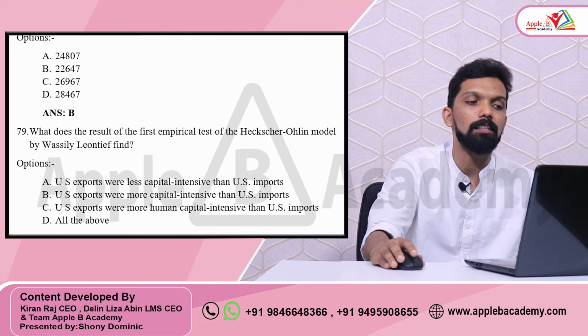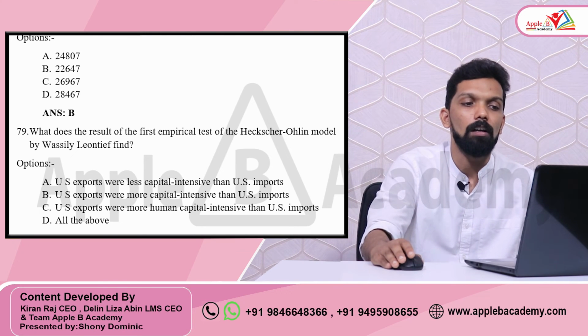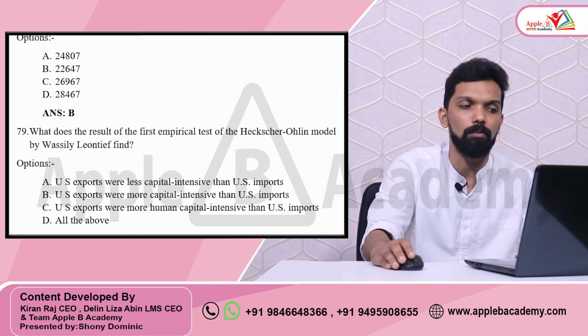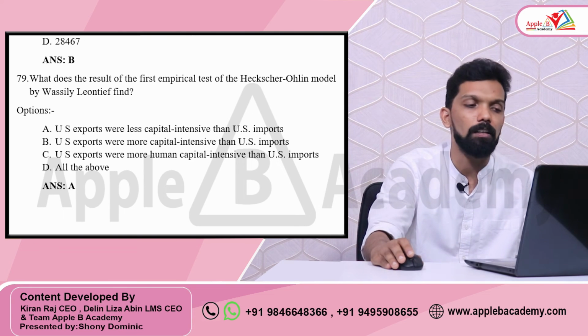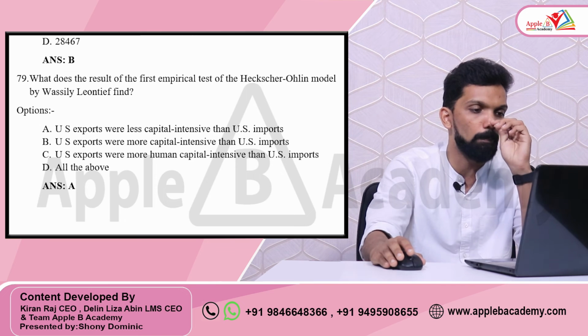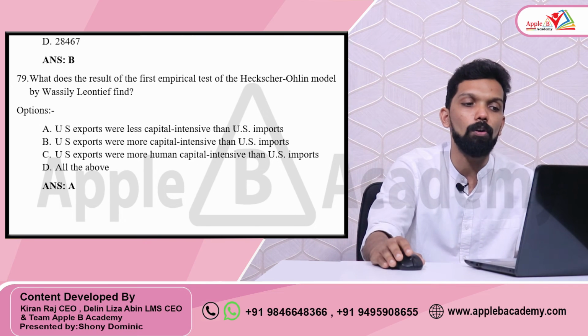So question number 79. What does the result of the first empirical test of the Heckscher-Ohlin model by Wassily Leontief found? So this question is from the module International Economics. The options are: option A, US exports were less capital intensive than US imports, option B, US exports were more capital intensive than US imports, option C, US exports were more human capital intensive than US imports, option D, all of the above.